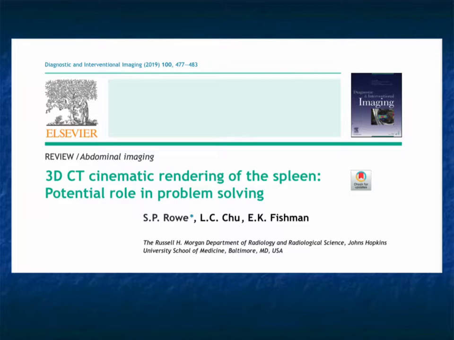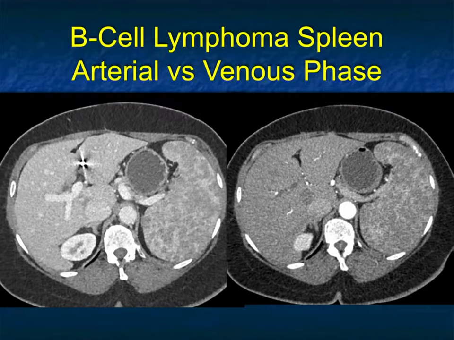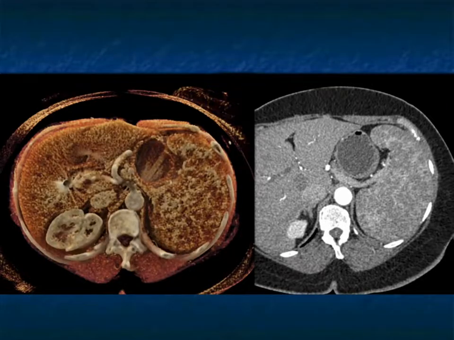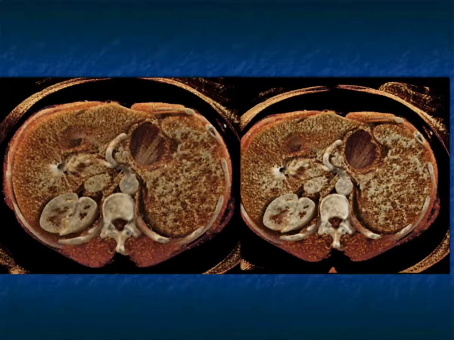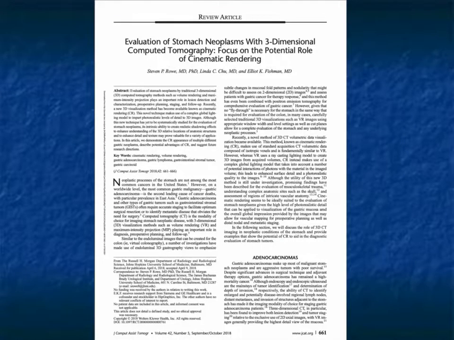We've also done work looking at the spleen. Here's a large lymphoma, diffuse infiltration of the spleen, again focusing on the textural changes. And here's really nicely the textural changes as well with the cinematic rendering. Classic for lymphoma, though it is possible to have other possibilities, but again, very nice textural changes.